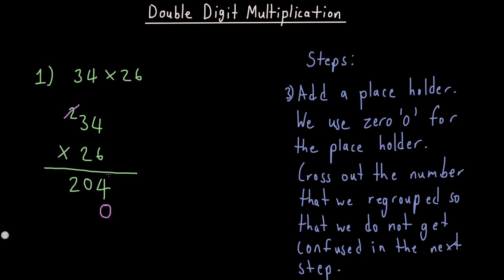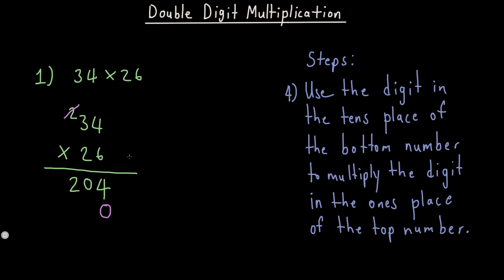Step 4. Use the digit in the tens place of the bottom number, and in this case it's 2, to multiply the digit in the ones place of the top number. So this is what we're going to have. 2 times 4 equals 8. So we are going to write down our 8.